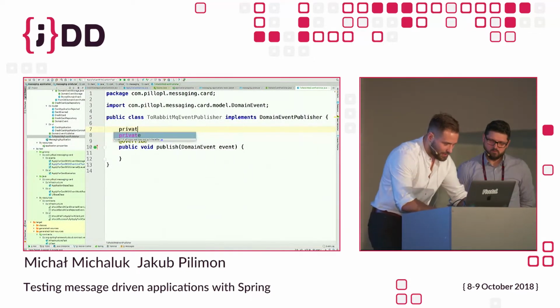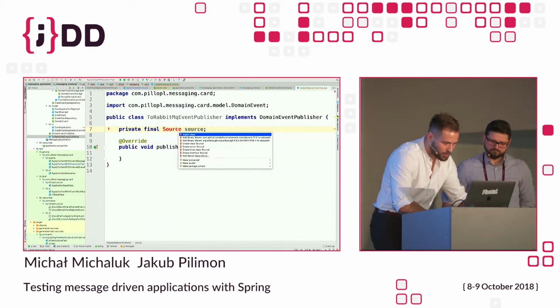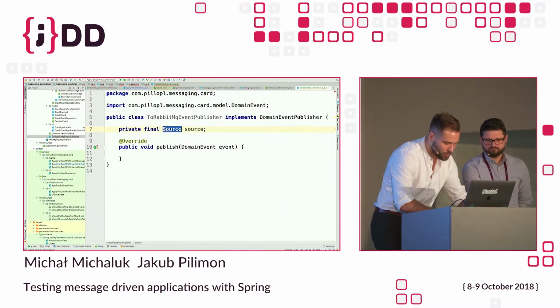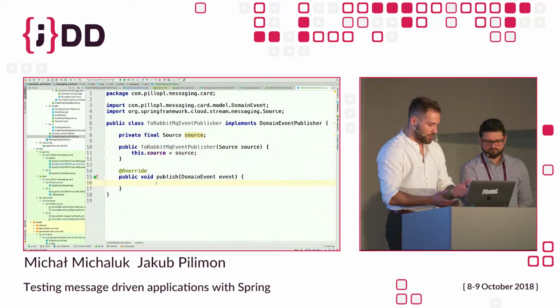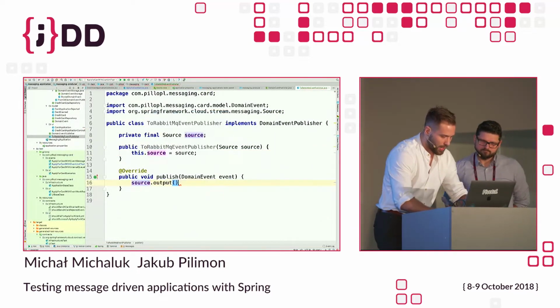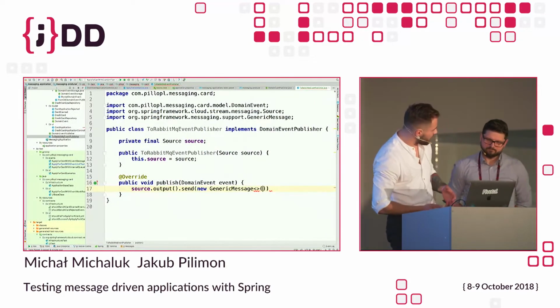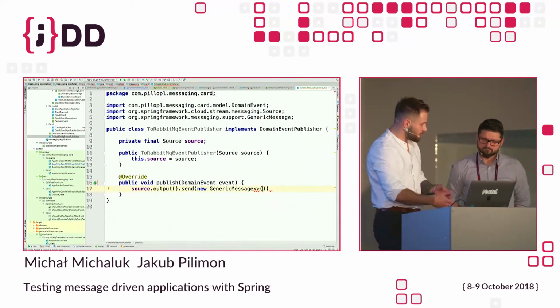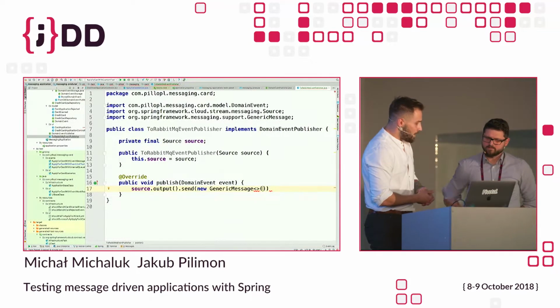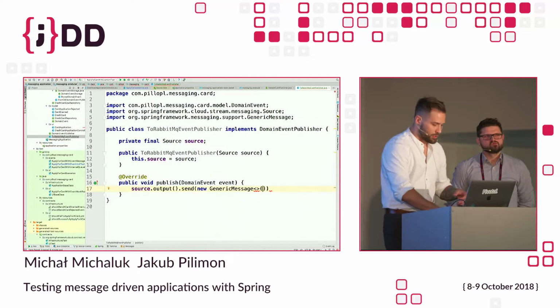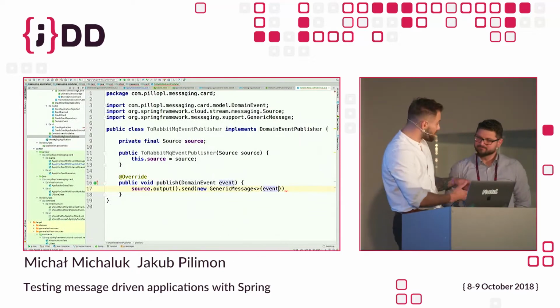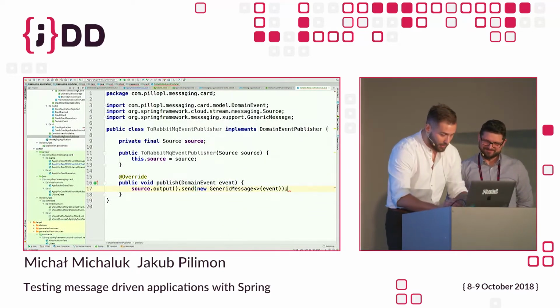All right. So I'll just inject Source here, like this. And upon publishing, I just need to call source.output().send(new GenericMessage). If you are familiar with Spring Integration, GenericMessage comes from this. It's like an envelope. Okay, so Spring Integration is inside? Yeah, Stream builds upon Integration. More frameworks. Awesome. More frameworks, you are just full stack. Yeah. All right, so I have the event as a payload.